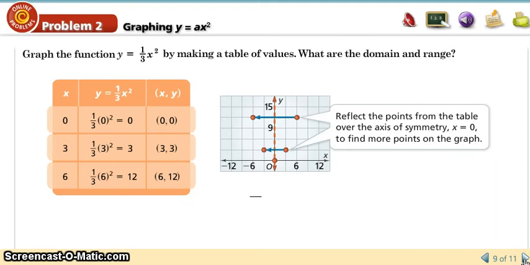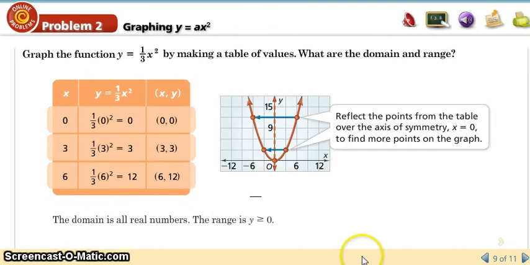Connect the points to complete the graph. The domain is all real numbers. The range is all real numbers greater than or equal to 0. Now, the reason your domain is all real numbers is because I can use anything from 0 to positive infinity on the x-axis and from 0 to negative infinity. So I could pick any number I wanted here.